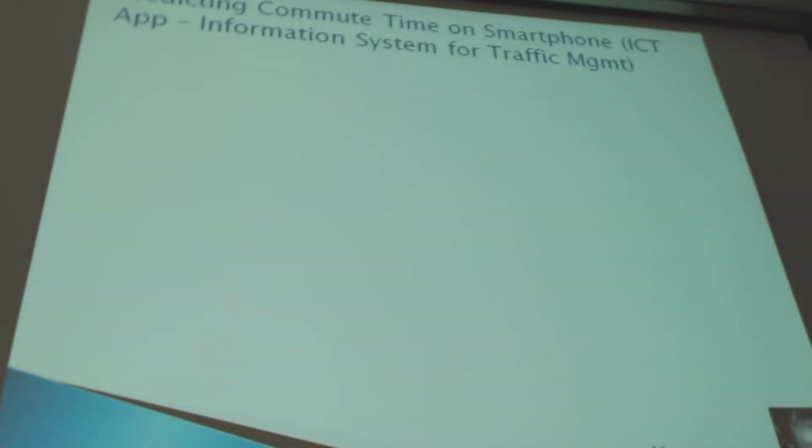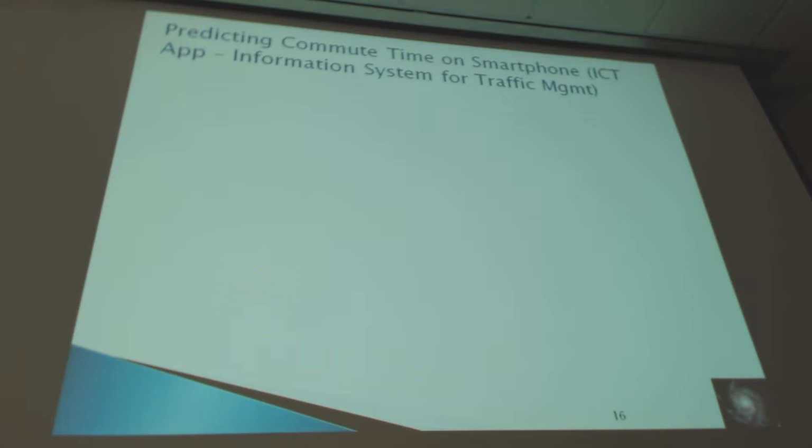So this is an ICT application, like predicting commute time on a smartphone. This is an ICT application used in the information system for traffic management. For example, we have a problem statement to predict: if we start at 10 a.m. in the morning, what will be the commute time?